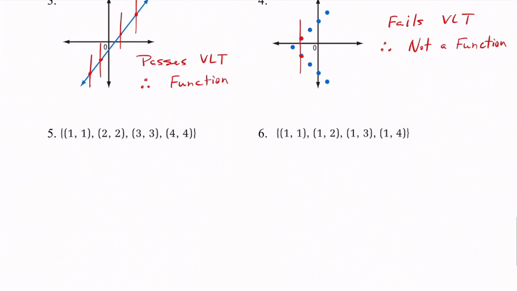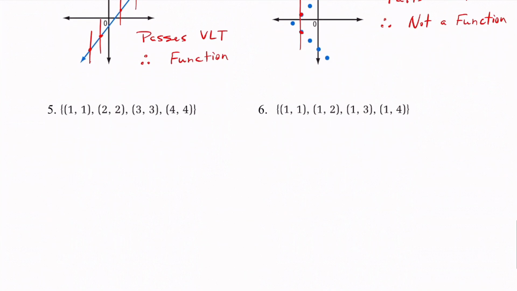Number 5 here, we got some points. So 1 gave out 1, 2 gave out 2, 3 gave out 3, 4 gave out 4. So I didn't even have a repetition in the domain, so it's for sure a function.